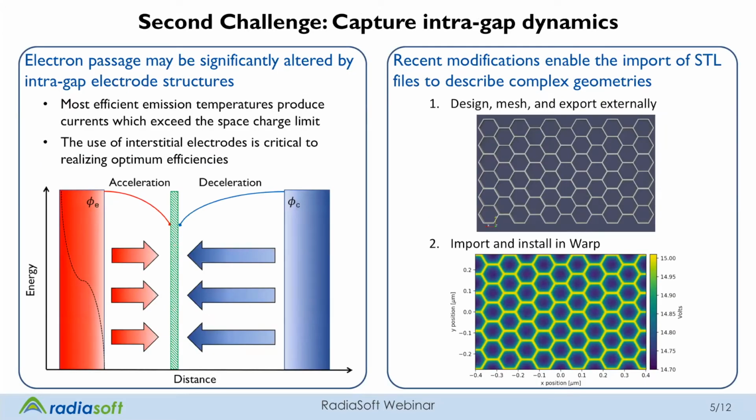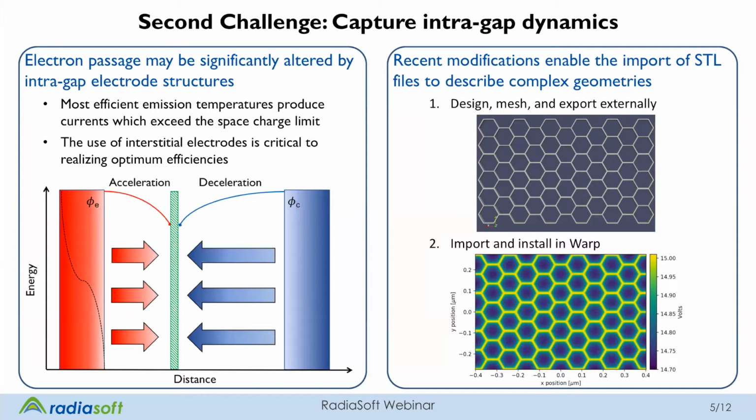So a second challenge to modeling these devices is one of capturing the intragap dynamics of the electrons. Because of the nature of these devices, there's quite a lot of complexity to optimizing how many electrons cross the gap. And in particular, the space charge of the electrons, when operating at very high current, imposes a significant challenge to maximizing the efficiency of the device.